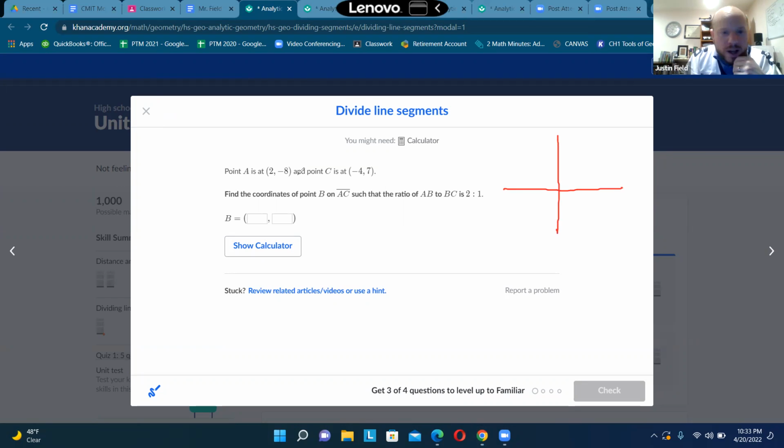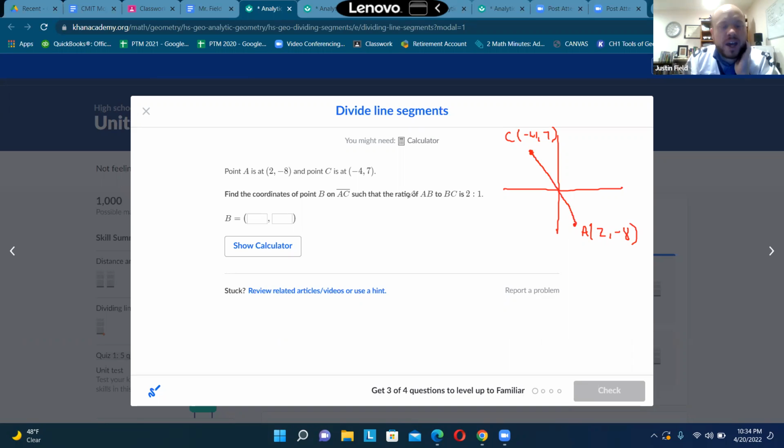Okay. So A is at 2, -8. I don't know why it doesn't write sometimes. 2, -8. I think I need a new writing tablet. There. And C is at -4, 7. All right, maybe that little part is worn out. So now we're going to draw a line segment.